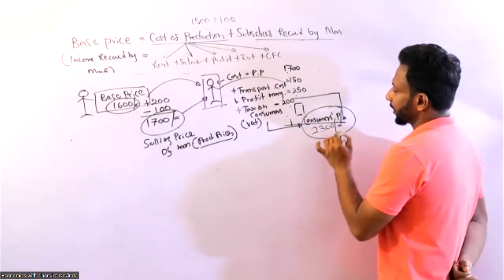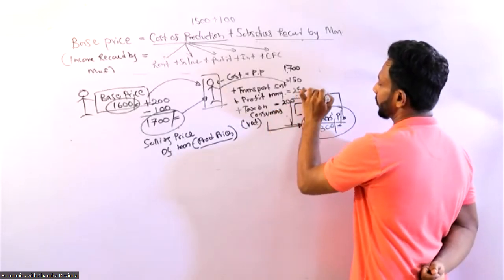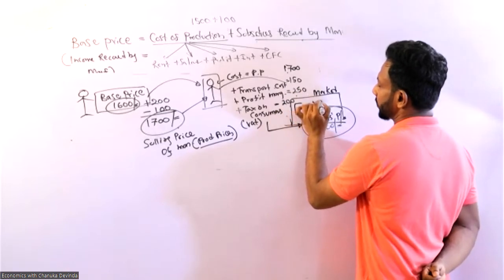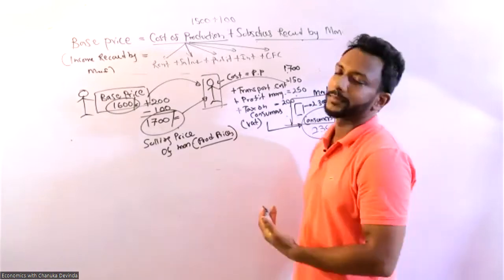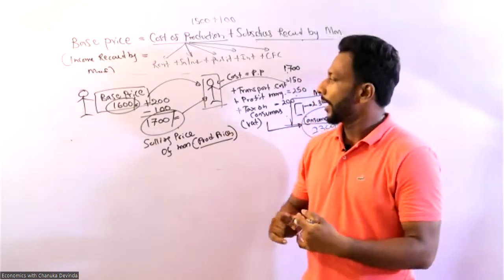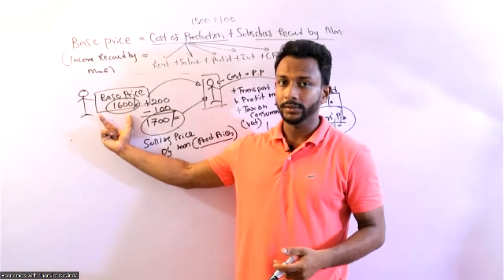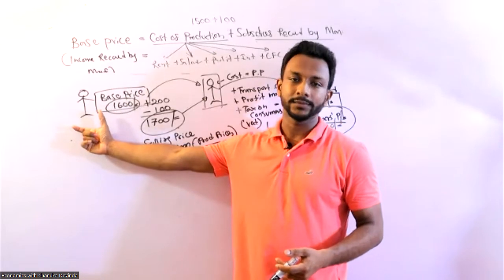2,300 is the consumer's price. The consumer has to pay that at the market for the product. It is 2,300. So those are all three prices, right? I'll explain it again. The base price is the price received by the manufacturer.